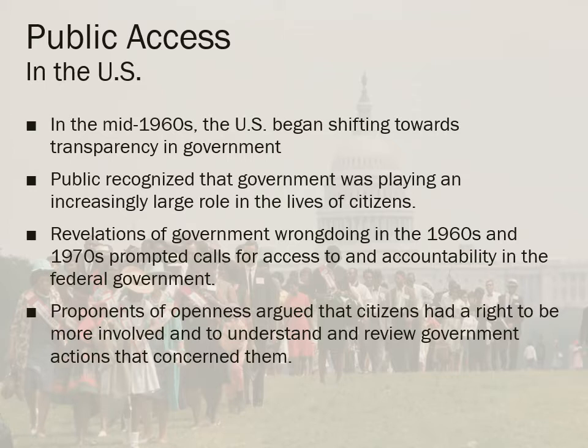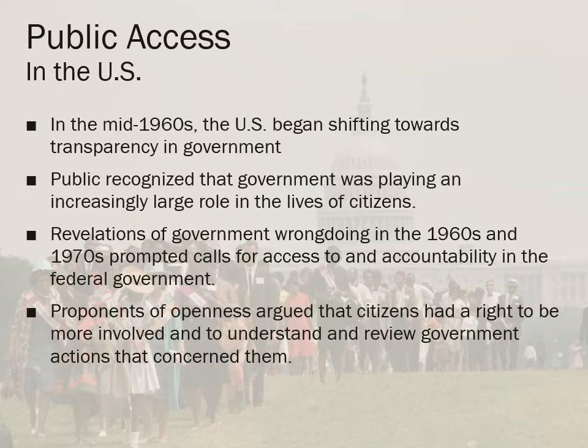Throughout the 1960s and 1970s, revelations of government wrongdoing, most of which were made public by mainstream media, particularly newspapers, prompted calls for access to and accountability in the federal government. Those government wrongdoings that angered the public were, for instance, McCarthyism, which resulted in the blacklisting of a lot of innocent Americans, as well as Watergate and the Vietnam War.